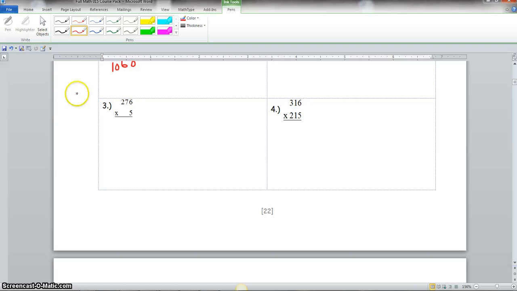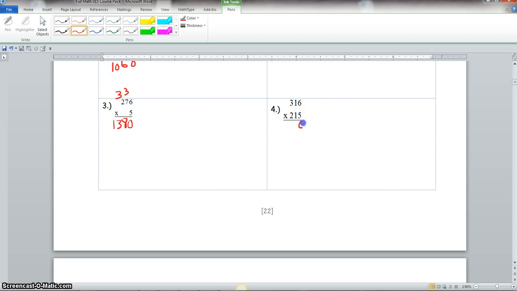Now we go to number 3. We would take 5 times 6, which is 30. Carry our 3. 5 times 7 is 35, plus 3 is 38. And we carry our 3. 5 times 2 is 10, plus 3 is 13. So it's 1,380.